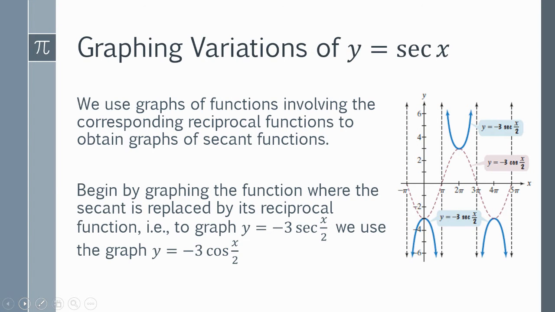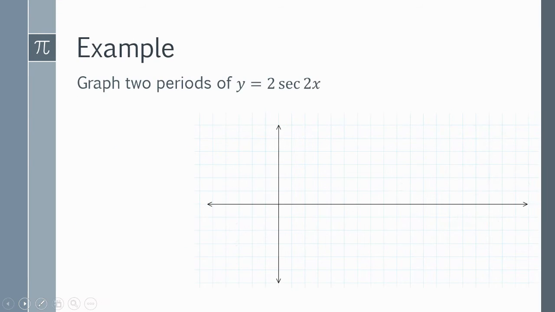So for variations of y equals the secant of x, because we're thinking about the reciprocal, we can replace secant with cosine, figure out that cosine graph first, and then finish the rest of the problem by drawing in the vertical asymptotes. And once again, we're going to have parabola-looking shapes at the highest and lowest points on that graph. So let's dive into some examples.